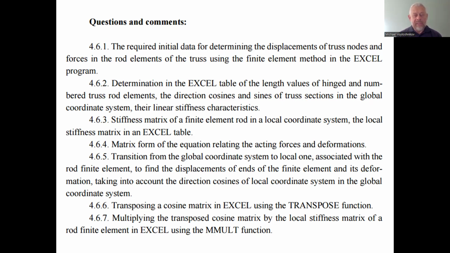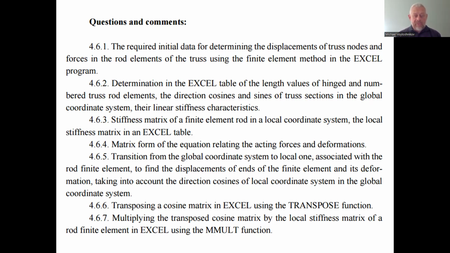element. After that, we can find the cosines of the inclination of each finite element to the abscissa axis of the global coordinate system. The cosine is equal to the fraction, the proportion of the projection of the finite element on the abscissa axis to the length of the finite element. Choose the length of the finite element sine. Accordingly, it is the fraction in which the numerator has the projection on the ordinate axis, and the denominator has the length of the finite element.